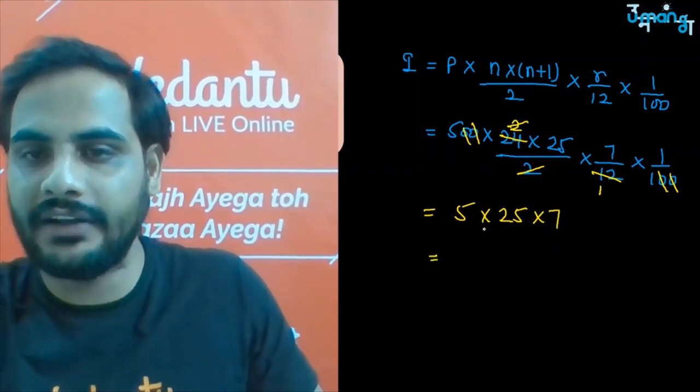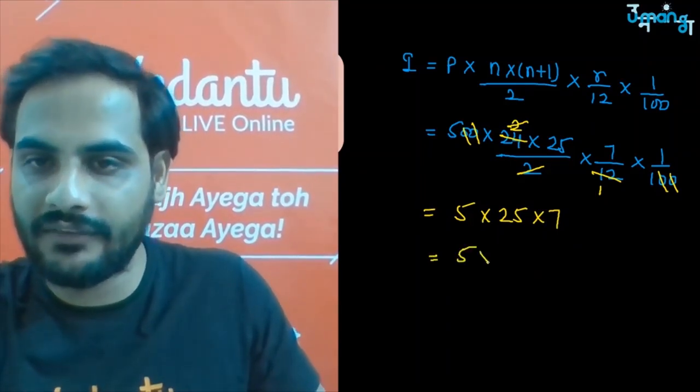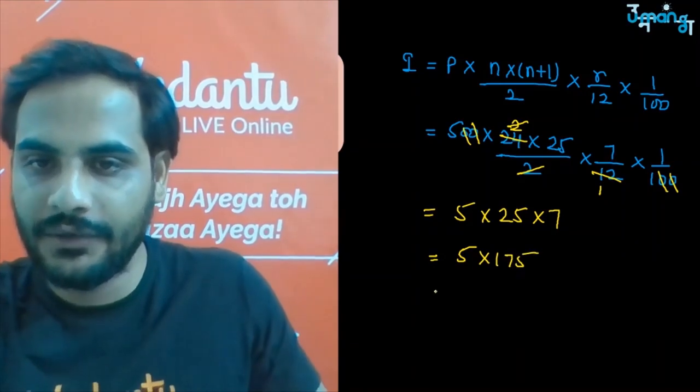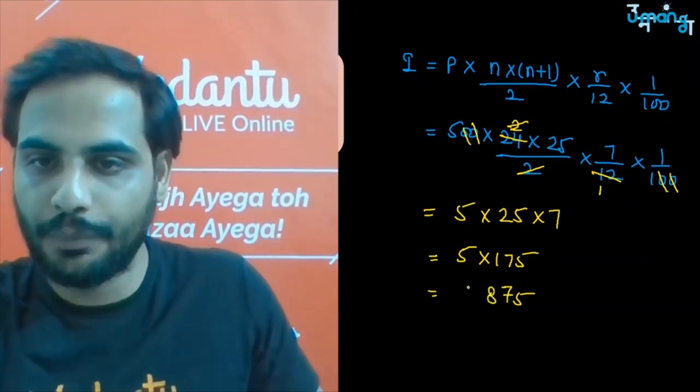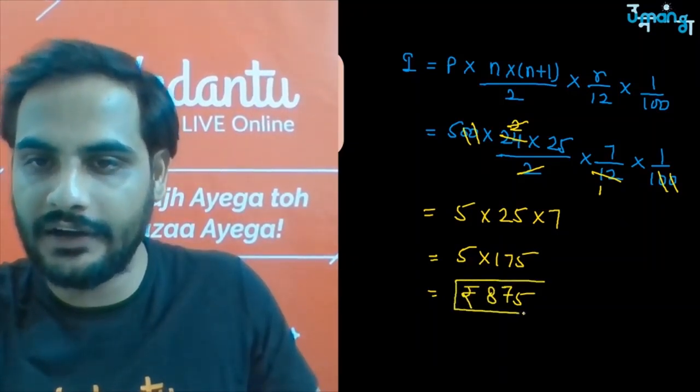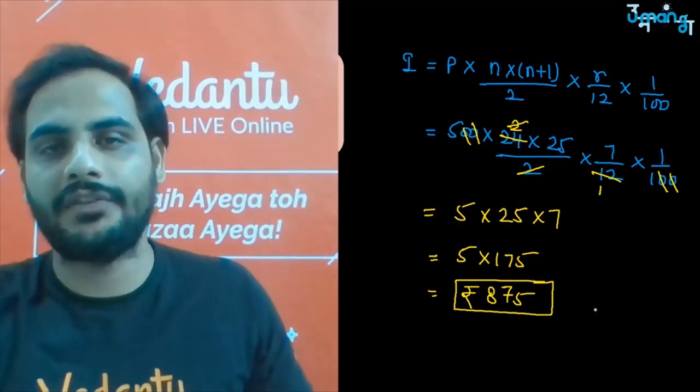25 into 7 will be equal to 175. So 5 into 175, which means rupees 875 is your interest. Rupees 875 is your interest.